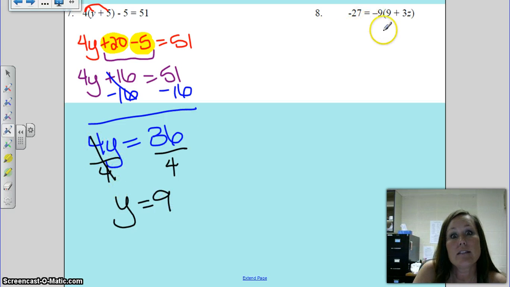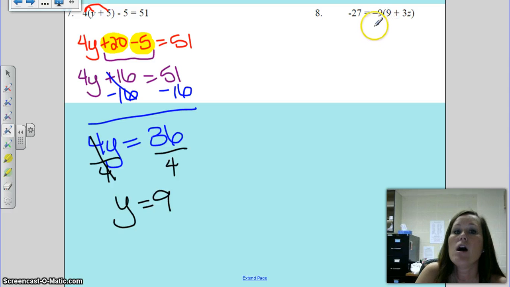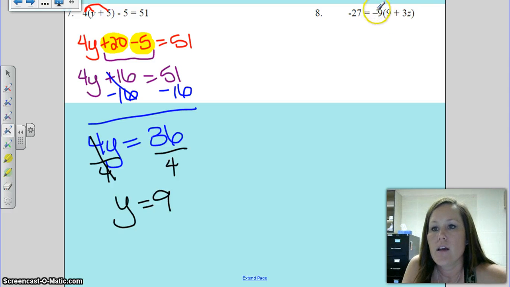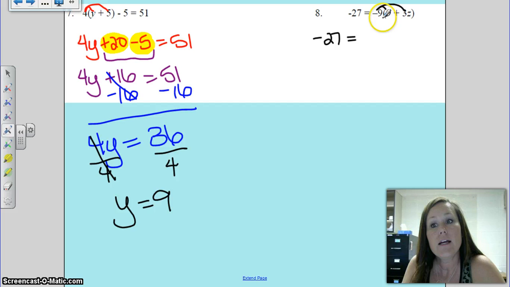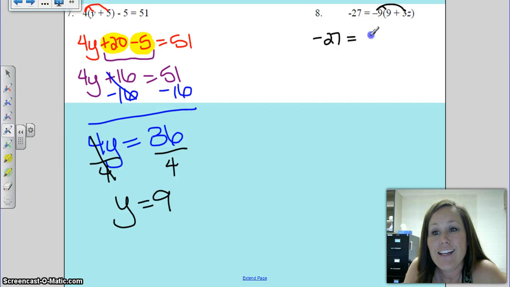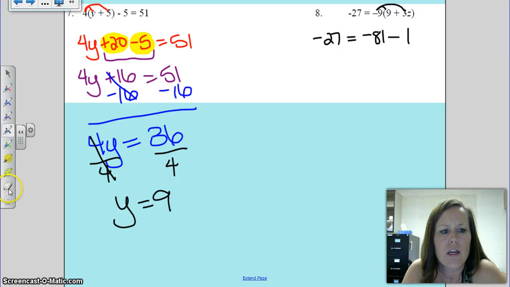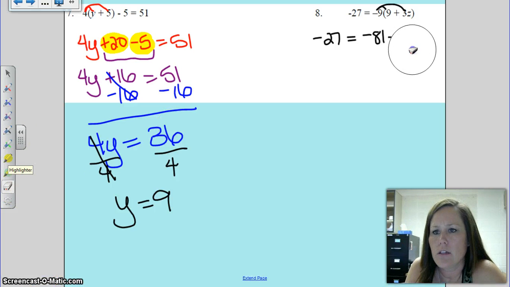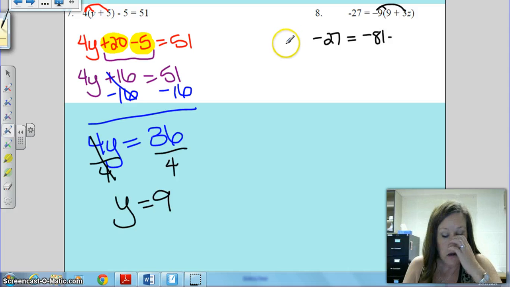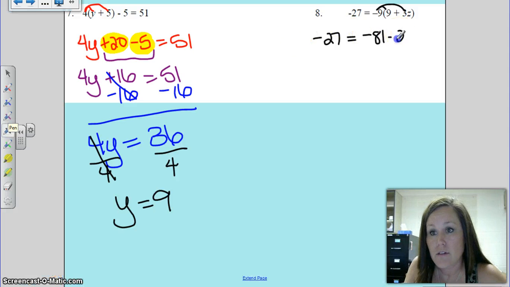Alrighty, number 8, we are going to do the same song and dance. So 9 distributes to both of these things. So I have negative 27 equals negative 9 times 9 is negative 81. Negative 9 times 3z is not negative 18, negative 27z. Okay, that's a z.